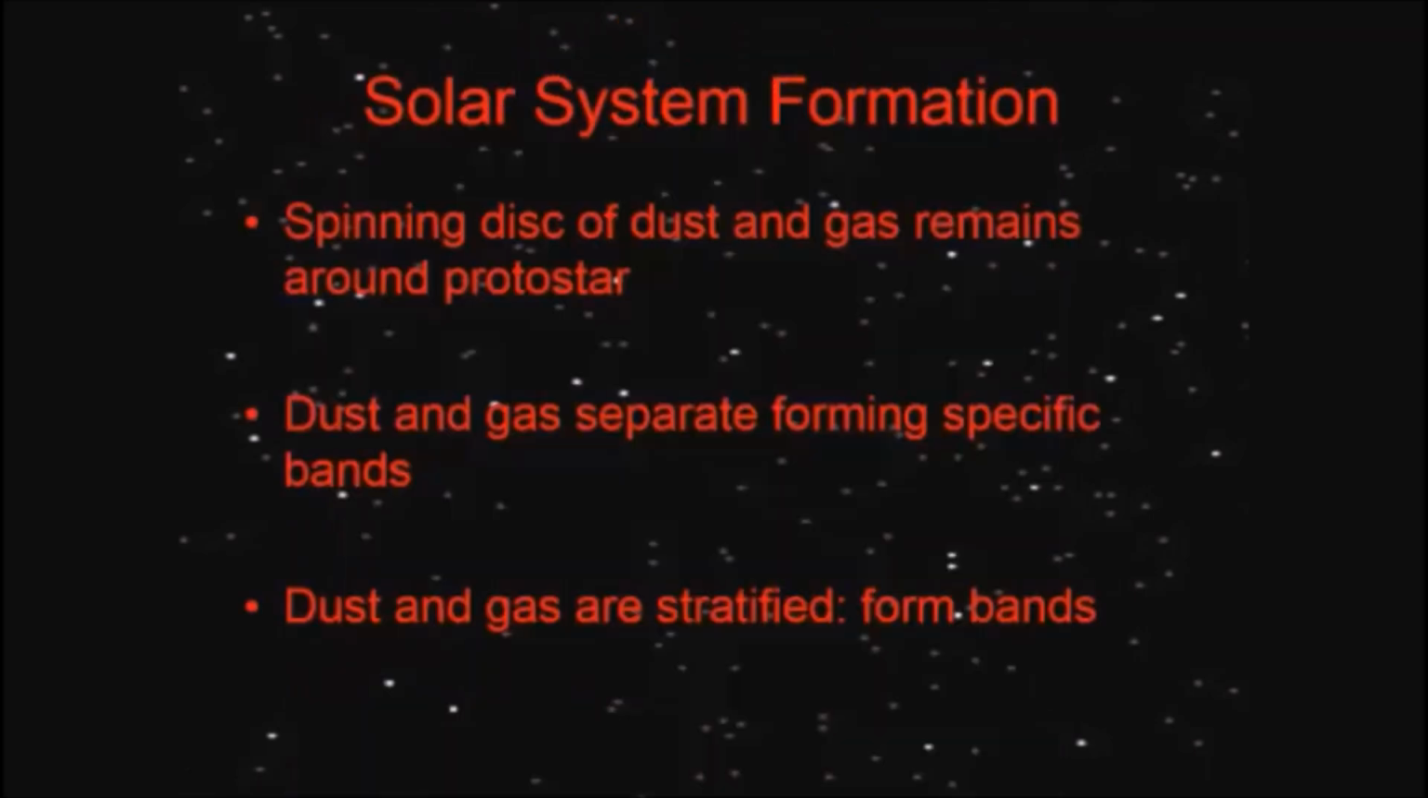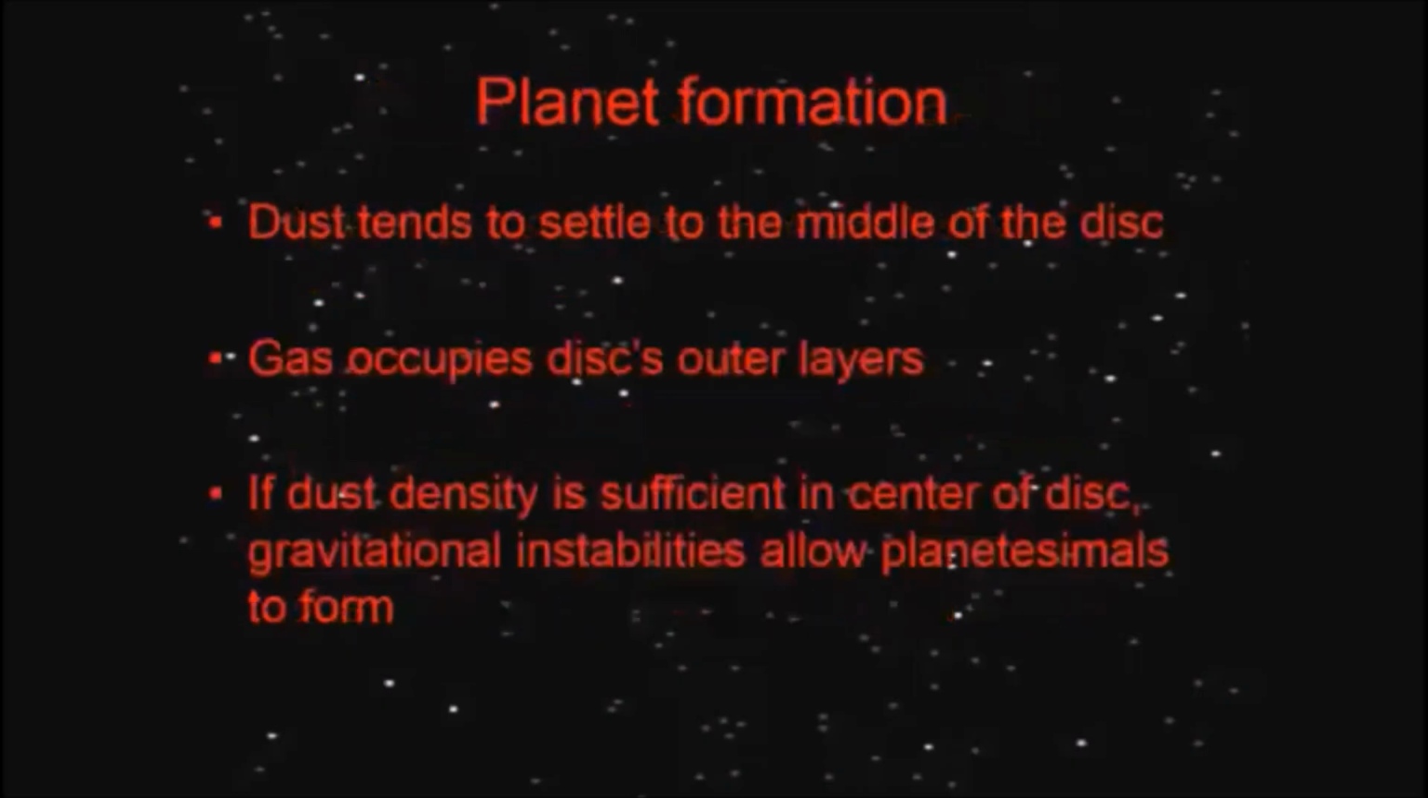So a spinning disk of gas and dust will remain around your protostar. Protostar meaning a star that's just started fusing hydrogen and making helium. And that dust and gas will form very specific bands, and they'll become what we call stratified. And the dust will settle to the middle of the disk, and the gas will go to the outside of the disk. Think about this as like a sedimentation experiment. If you take sand and pour it in water, the sand will go towards the middle, the water will separate towards the outside.